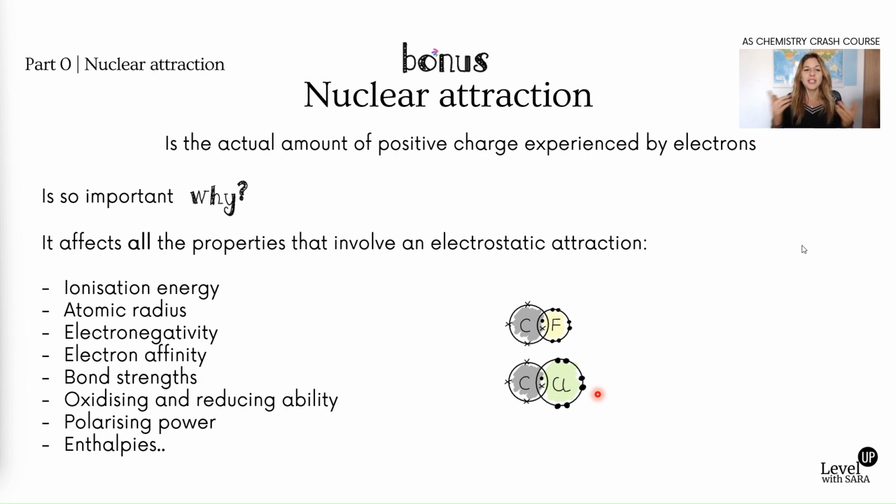Okay, so what you can do is think about the definition of all the trends of electrostatic nature that you've studied so far, like electronegativity, ionization energy. If in year 13 you can include polarizing power, oxidizing, reducing ability, enthalpies, and try to explain it in terms of nuclear attraction. You will see that pretty much all the trends are explained in the same way.